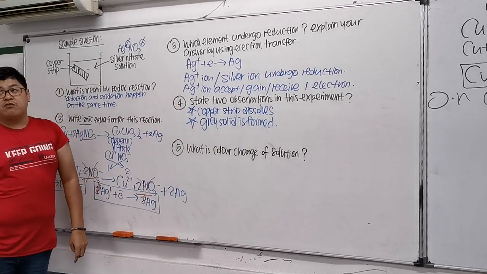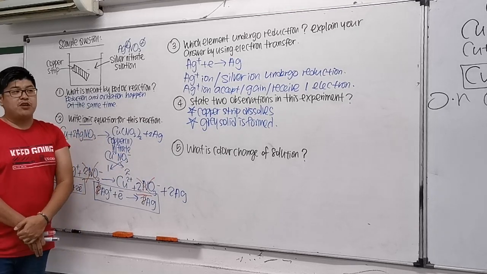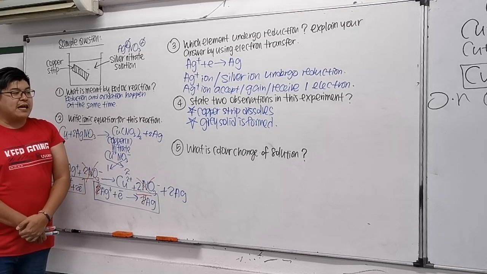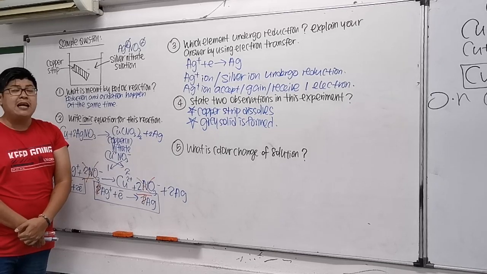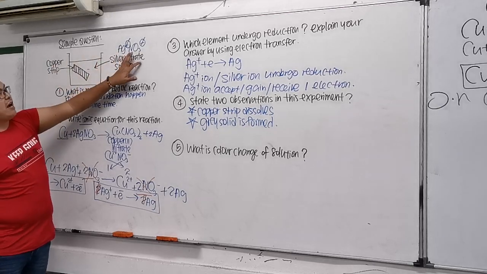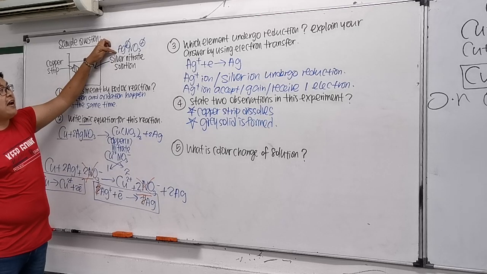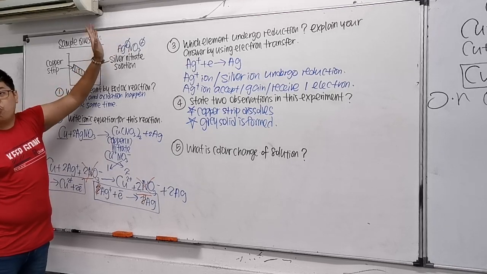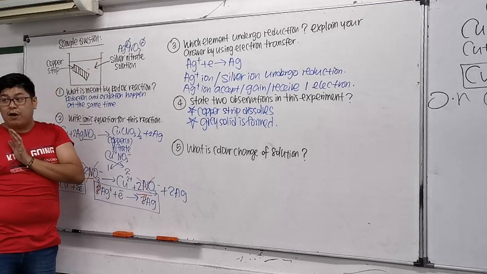Okay, let's do the final touch. What is the color change of the solution? So guys, to know the color change, you must understand what the original color of the solution is. Listen carefully. Originally, your solution has silver nitrate. Silver nitrate is Ag+. Does Ag+ have color or not? No color at all. Does nitrate have color or not? No color at all. So originally, your solution has no color.